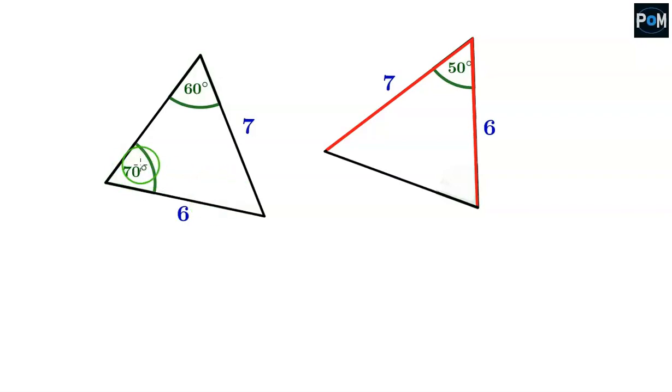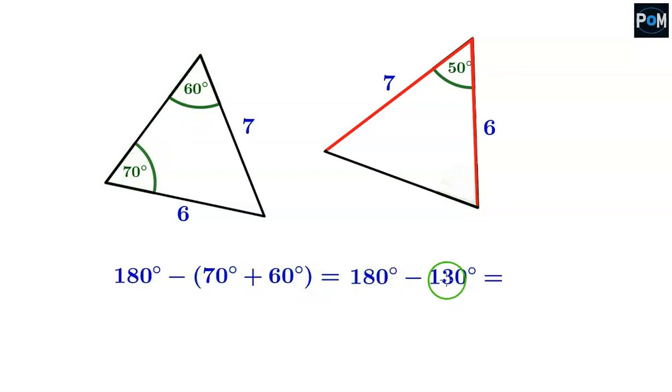But if we know the angle is 70 and another is 60, then we can figure out how many degrees there are here, because all angles in every triangle add up to 180 degrees. So we subtract these two angles from 180 degrees: 70 plus 60 equals 130, and 180 minus 130 is 50 degrees. This means we have a 50-degree angle here. And that fits us, because now we have a compact system of two red sides, 6 and 7, and an angle between them of 50 degrees.